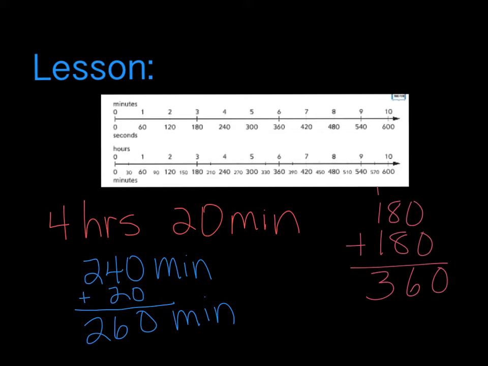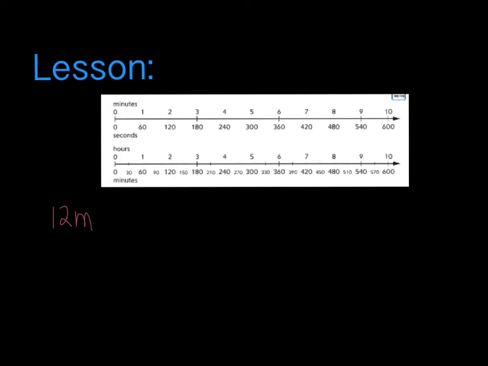So let's work this out. 12 minutes is equal to how many seconds? Okay, again, we know that 1 minute is 60. So could we do multiplication? 12 times 60? Or we could do 60 plus 60 plus 60 plus 60. What are we going to do here? Okay, since I don't want to add 60 12 times, I'm going to multiply.